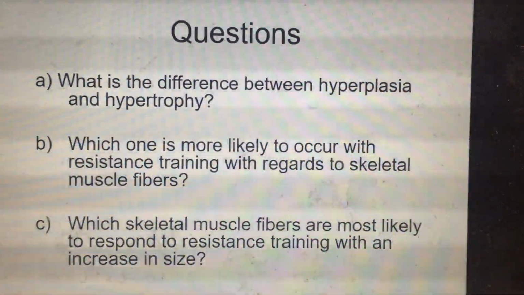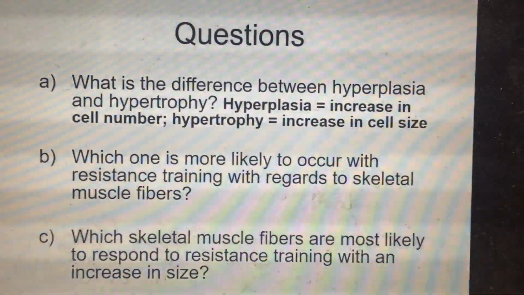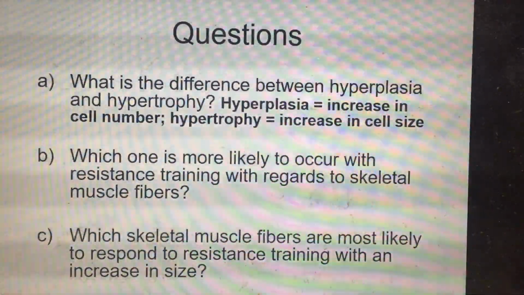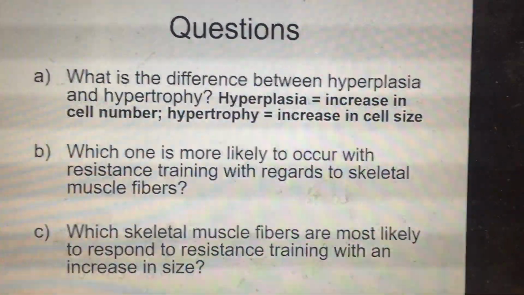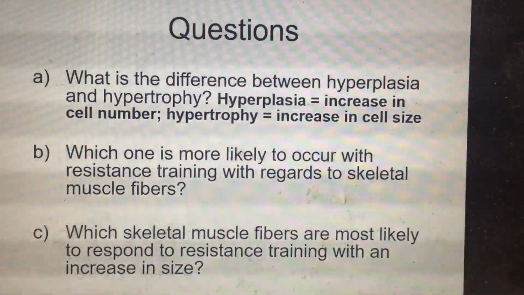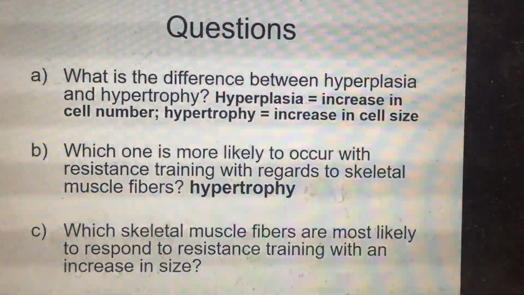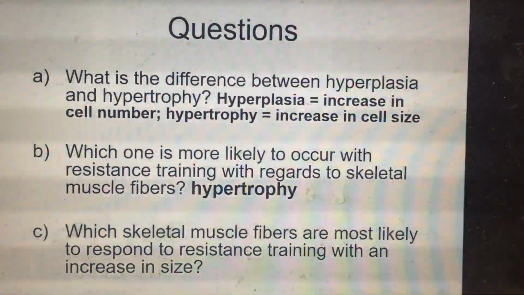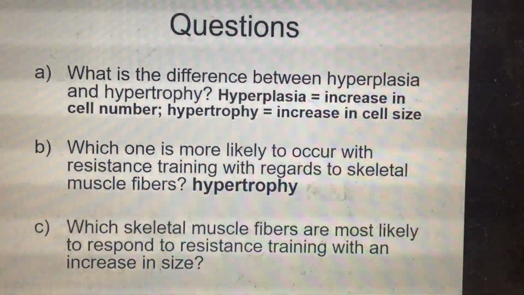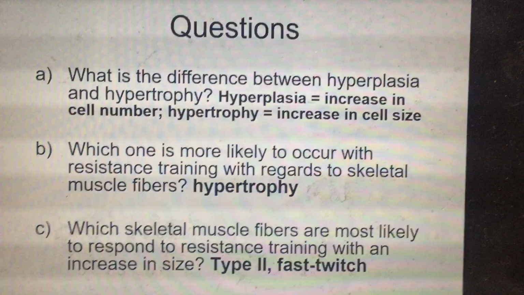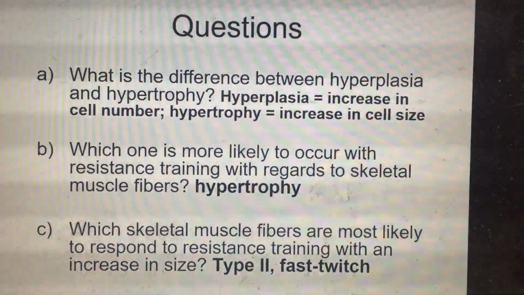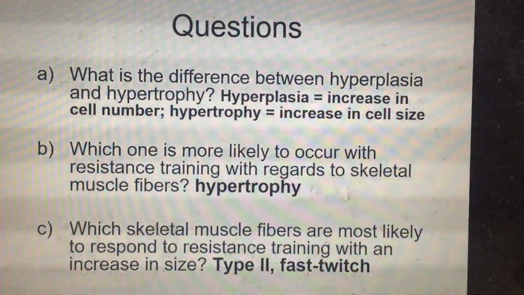So the differences between hyperplasia and hypertrophy: again, hyperplasia is an increase in cell number, hypertrophy is an increase in cell size, and the cells in this case can refer to muscle fibers. Which one is more likely to occur with resistance training with regards to skeletal muscle fibers? Most likely it's hypertrophy. And which muscle fibers are most likely to respond to resistance training with an increase in size? Those would be your type 2 or fast twitch fibers. They tend to hypertrophy more easily than slow twitch type 1 muscle fibers.